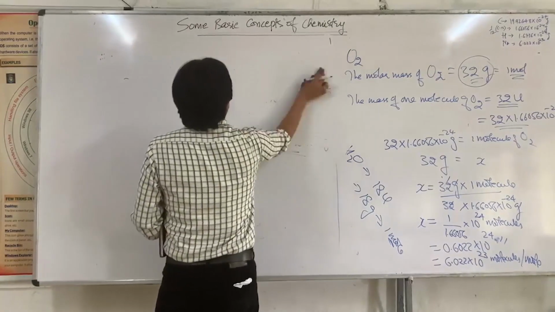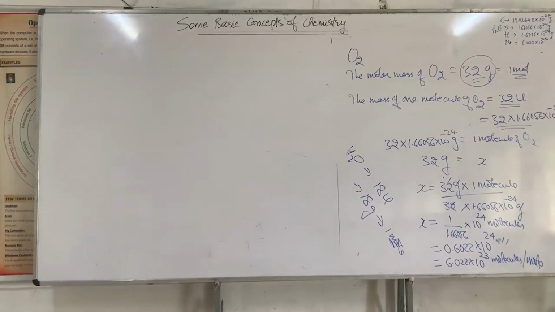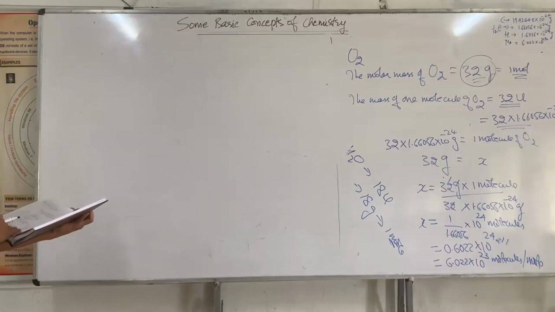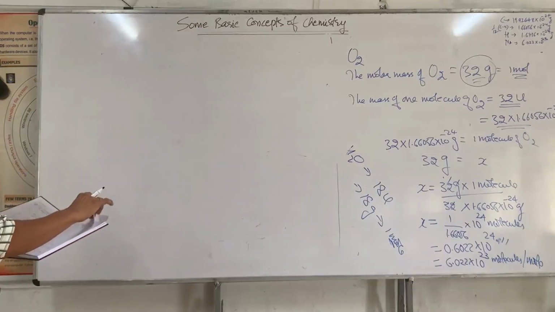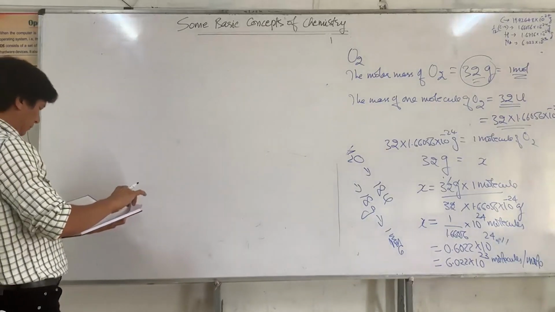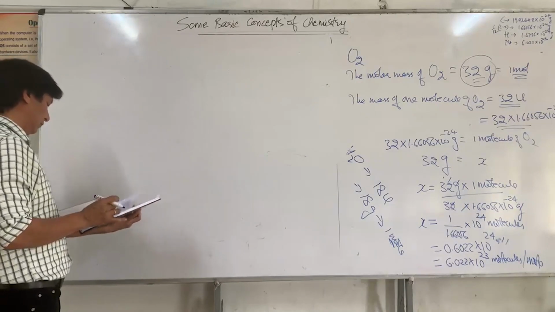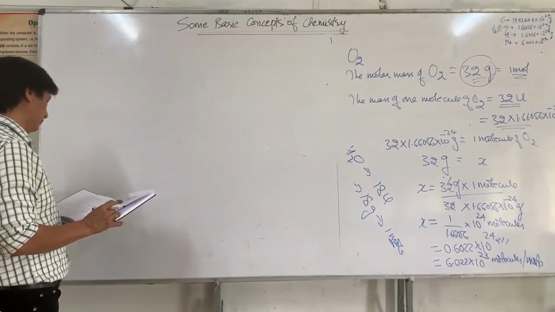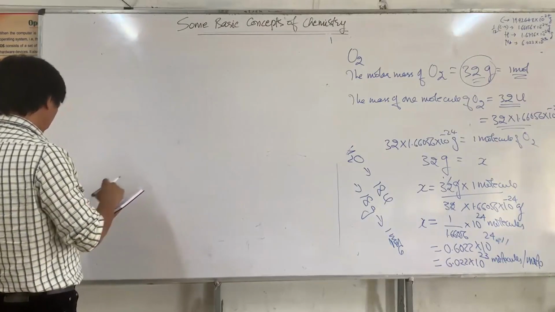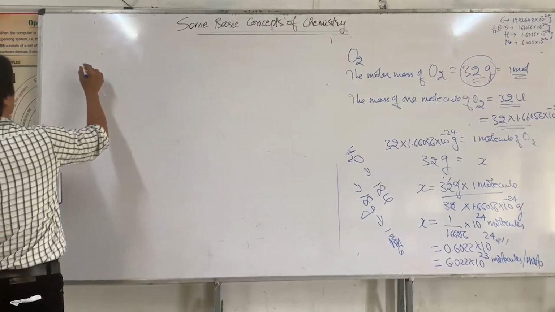So using this technique, you can easily find many things. Let's try to work out a few numericals. The first one, I'll try to make it a little faster. Okay, I'll explain these things. Now we know how to find the molar mass. Next, let's see.